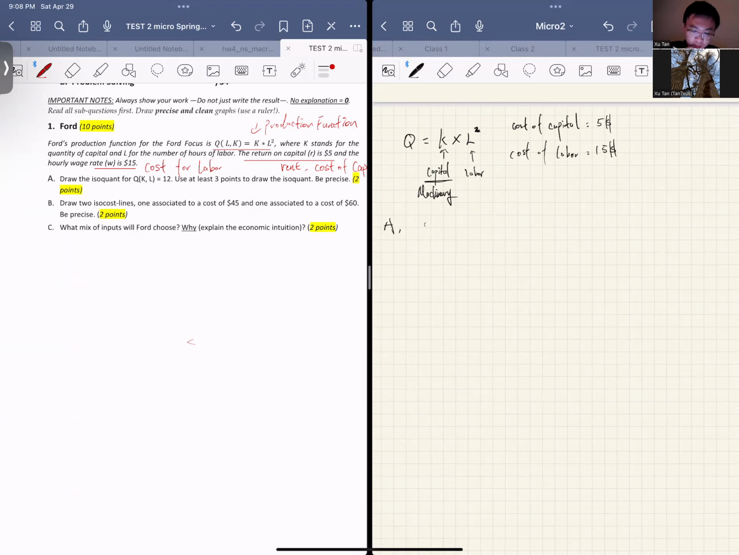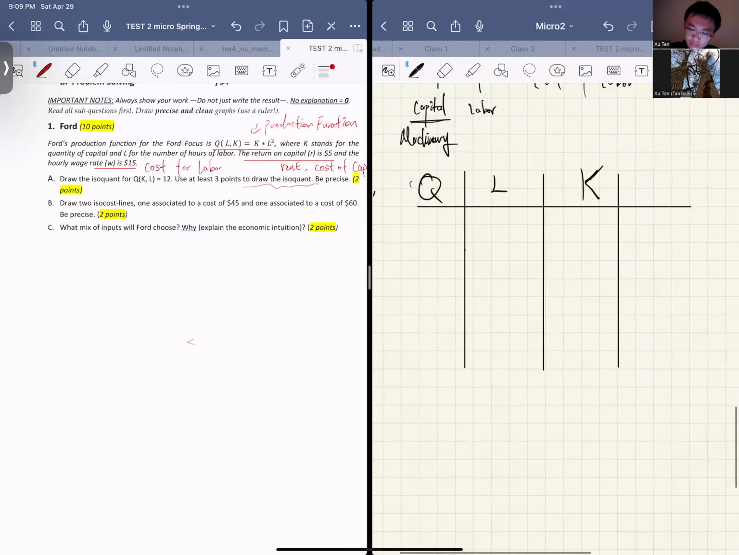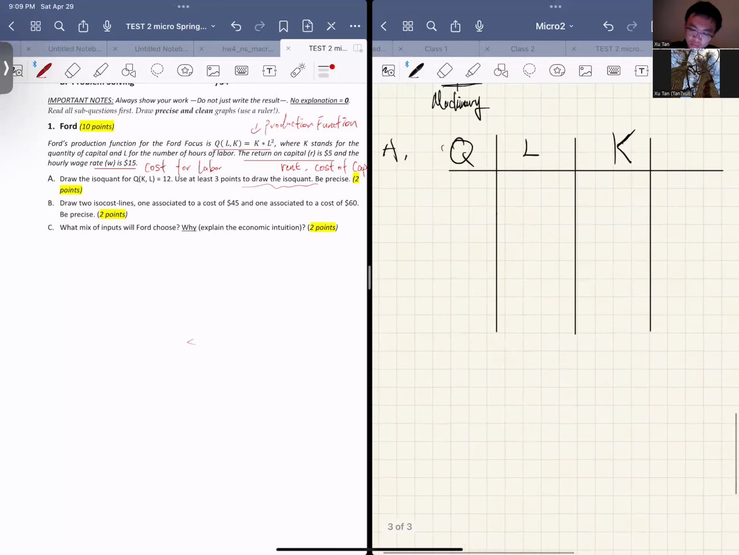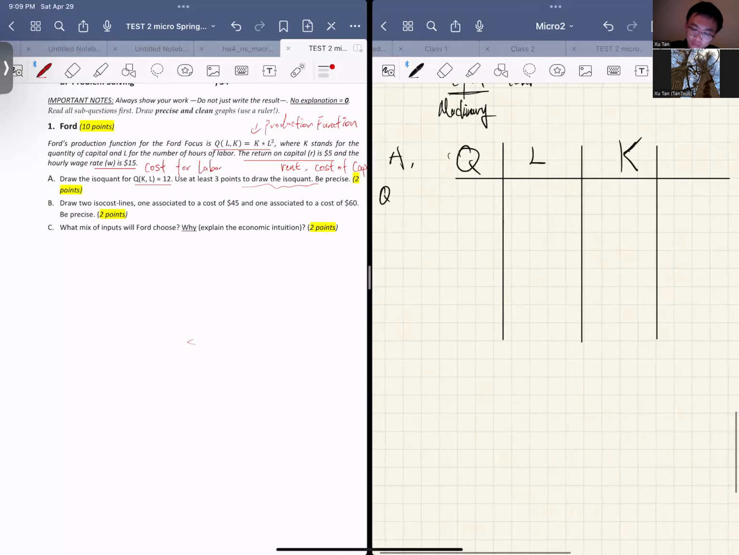So we need to find isoquant. Okay. So if we're drawing graph, drawing isoquant, we need to first start with a table. So let's draw a table. So we know that isoquant has three components. So one is quantity, one is labor, one is capital. So in this case, it's given that quantity equals to 12. So Q equals to 12.